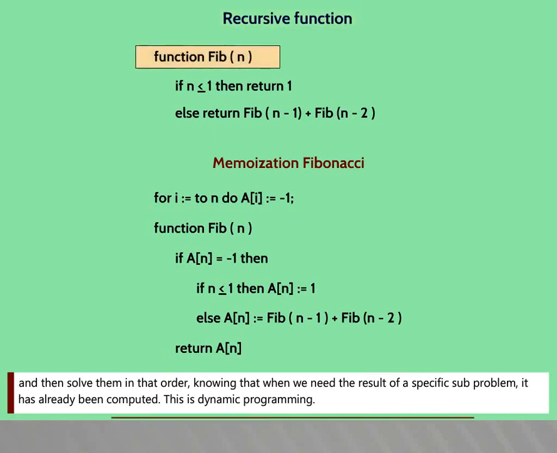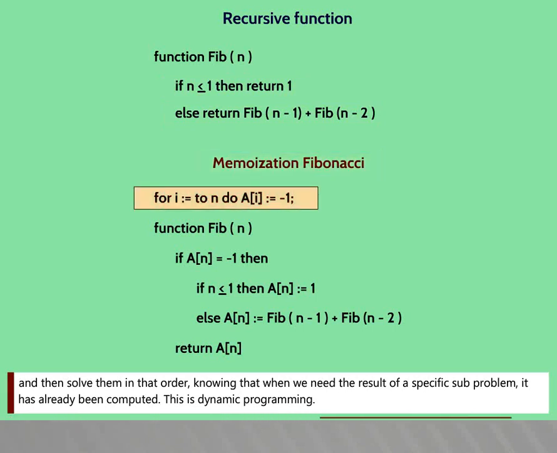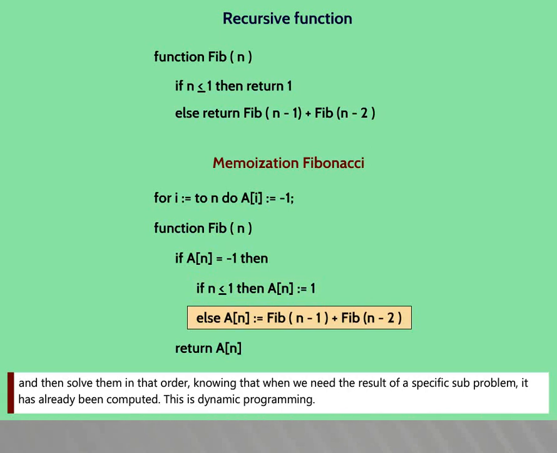Recursive function: function fib of n. If n is less than or equal to 1, then return 1. Else return fib of n minus 1 plus fib of n minus 2. Memoization Fibonacci: for i equals 1 to n, a of i equals minus 1. Function fib of n: if a of n equals minus 1, then if n is less than or equal to 1, then a of n equals 1, else a of n equals fib of n minus 1 plus fib of n minus 2. Return a of n.